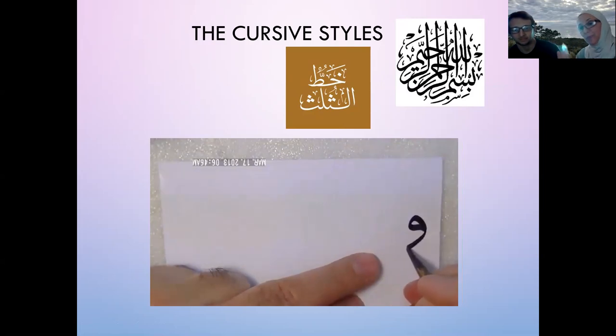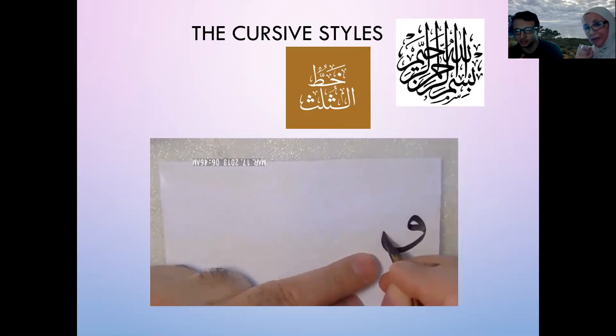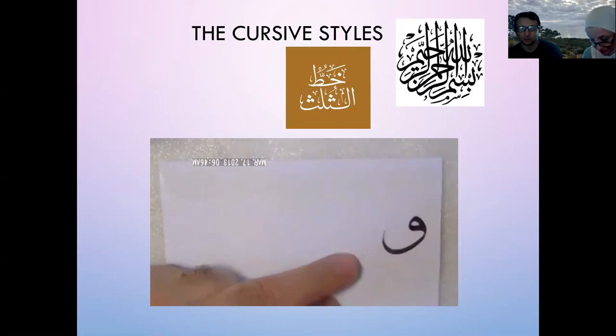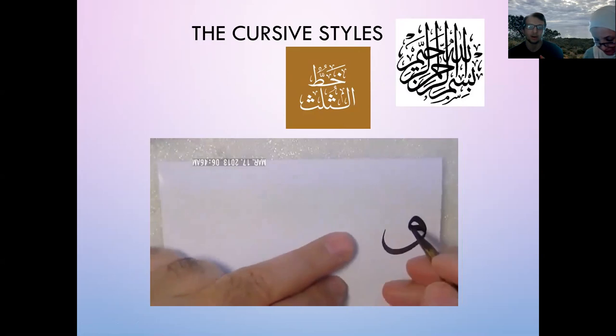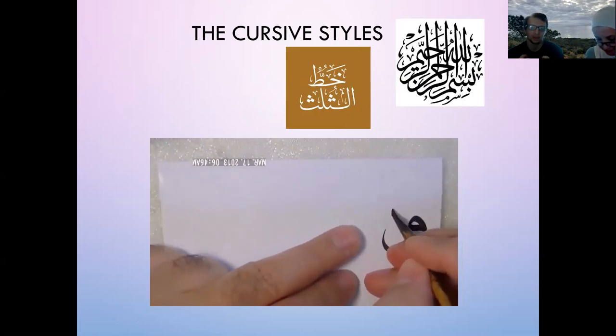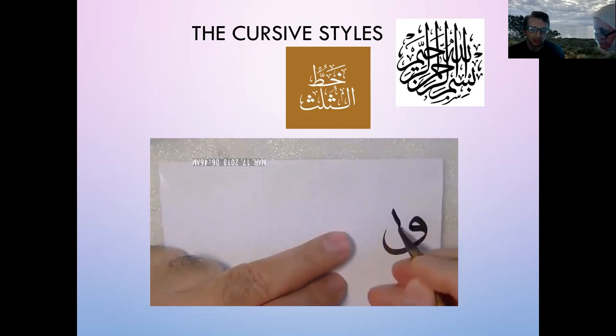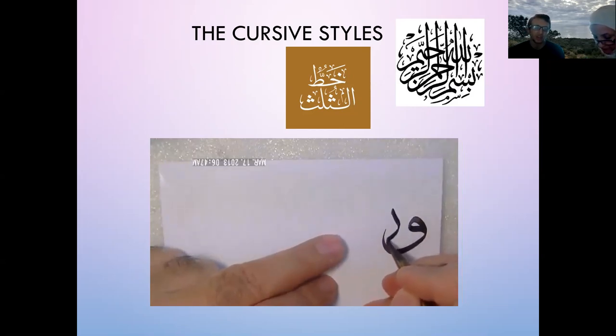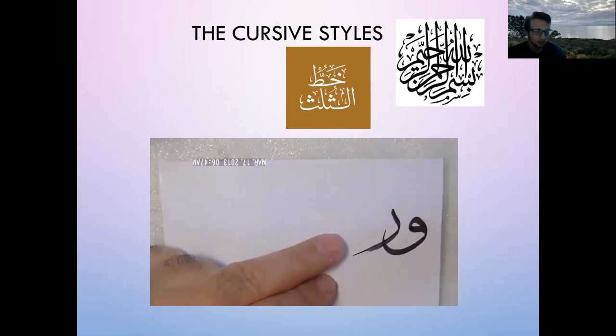So it's well rounded, right? This one has a more scrunched up style, basically. It feels like it's not as spread out. The words and the tashkil are grouped together.